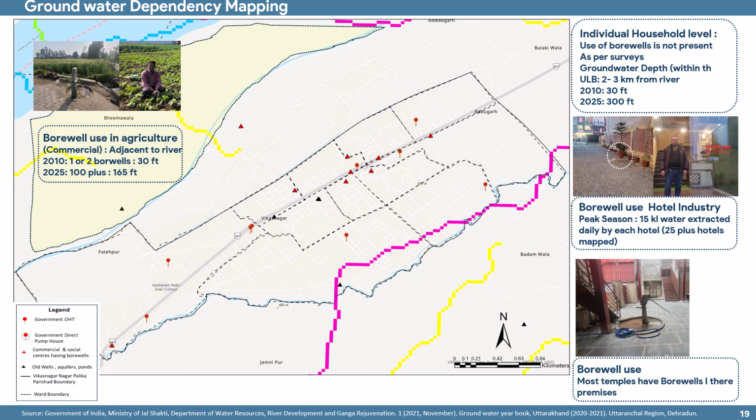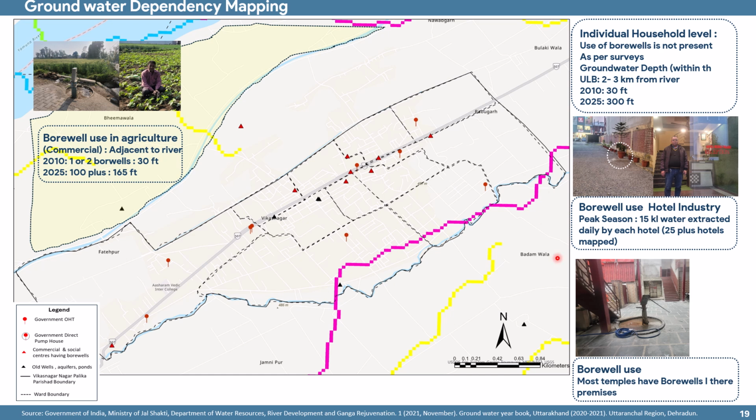Coming to the groundwater dependency mapping of the area, as per primary research, it has been observed that there is an increasing dependency on groundwater in agriculture, as the summer season causes a shortage in surface water. The groundwater depth has also been decreasing from around 30 feet to around 165 feet near the river areas, and within the city, the groundwater table is currently at about 300 feet.